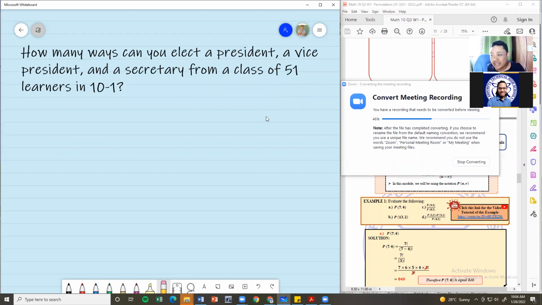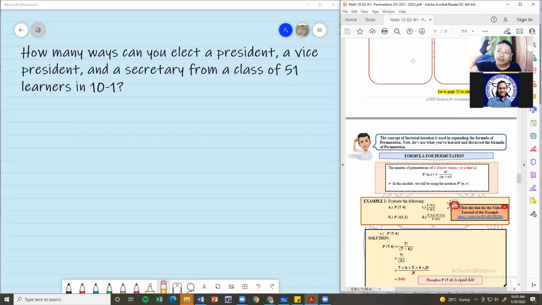learners in 10-1? This is still permutation. Why? Because we still have arrangement. President is different from vice and different from secretary. At hindi sila mixture. Unlike kung class leaders lang, mixture, pare-pareho lang yun. Kahit magkakamix sila, they are just counted as pare-pareho, class leaders. Pero president is different from vice, and from secretary. Game. What's the answer? Type your answer in the chat box.